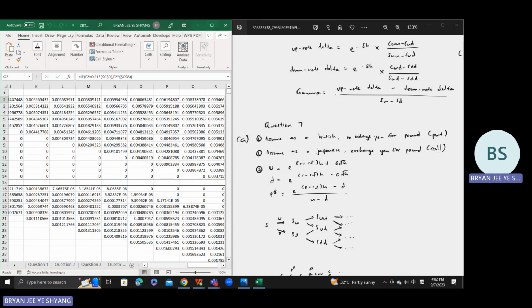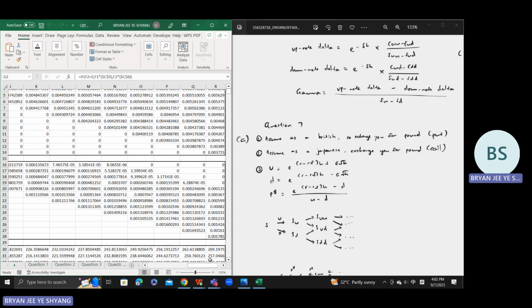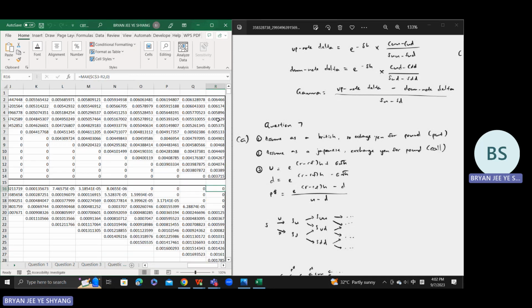In order to calculate the put price, we have to calculate the last column for the payoffs. Because this one is a put, it is equal to K minus S_T, the exchange rate, or 0, depending on whether S_T is greater than K or lower than K. And then we get this last column.